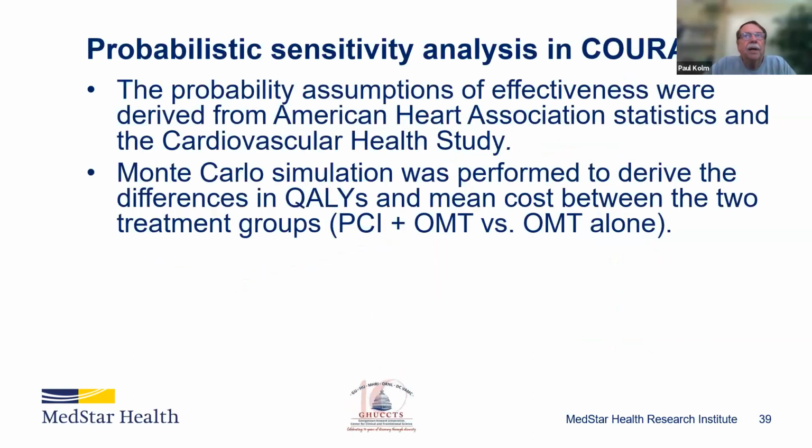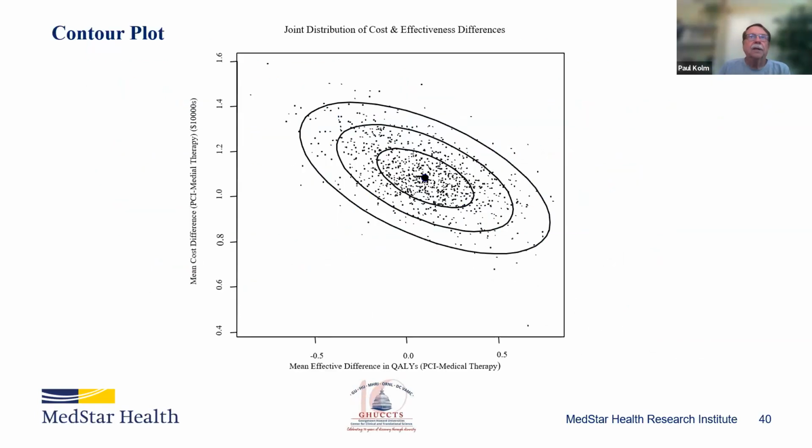And so just to give you an example of how we present this graphically, this is from the COURAGE trial, where we were looking at PCI, percutaneous coronary intervention, and optimal medical therapy. So we had PCI plus OMT versus OMT alone. And so this is a plot of our cost in our cost effectiveness plane of the simulations.